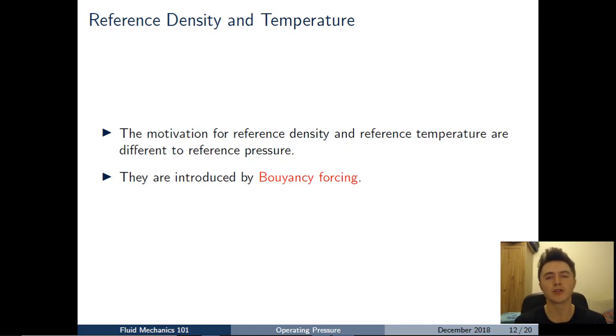So now I'm going to move on to talk about the reference density and the reference temperature. Now, unlike the reference pressure, choices of reference density and reference temperature only arise due to buoyancy forcing in flows, and they arise due to that gravitational acceleration term which we see on the right hand side of the Navier-Stokes equations. So now we're going to dive into the reference density and the reference temperature in a bit more detail so we can understand why they're needed and what you should set them as.